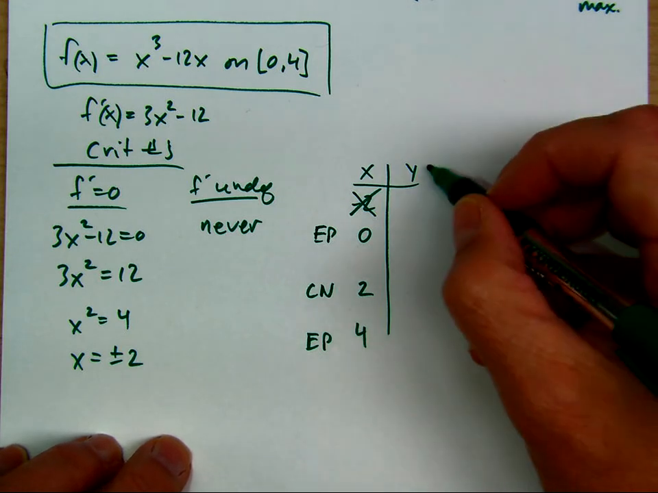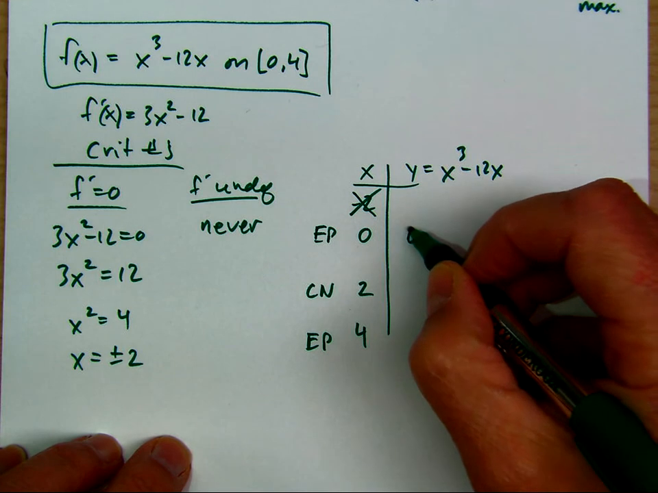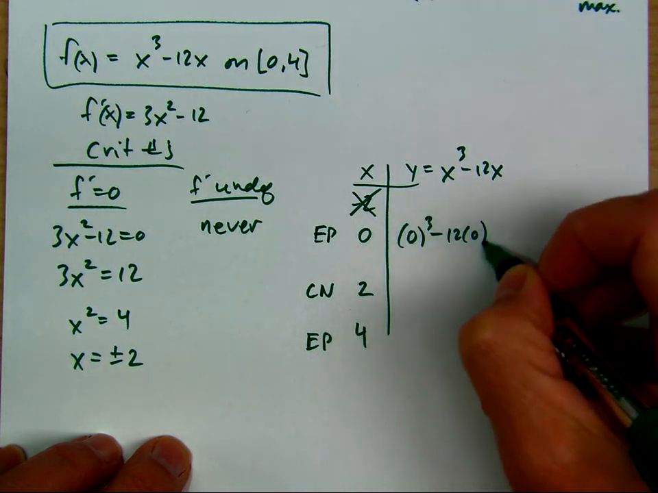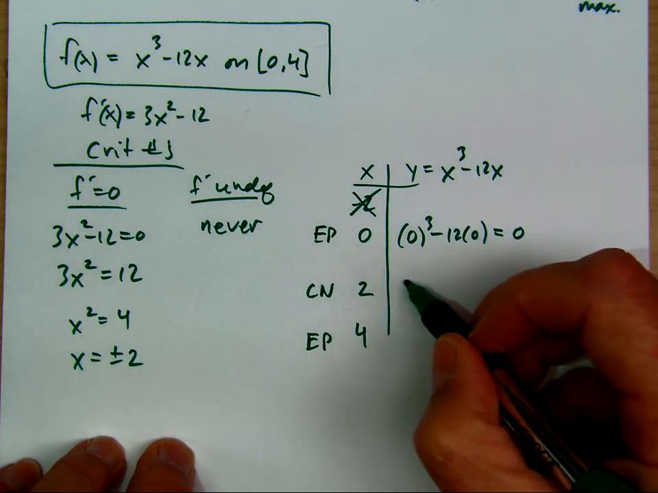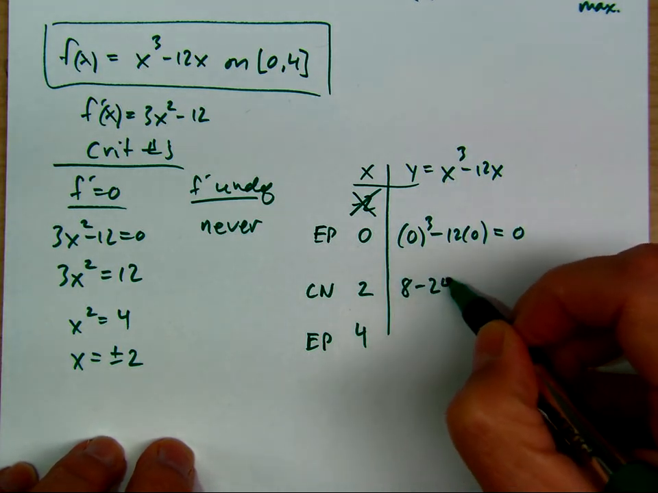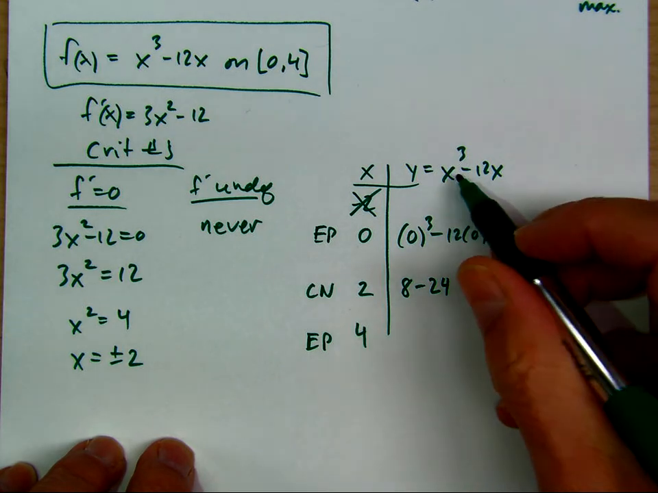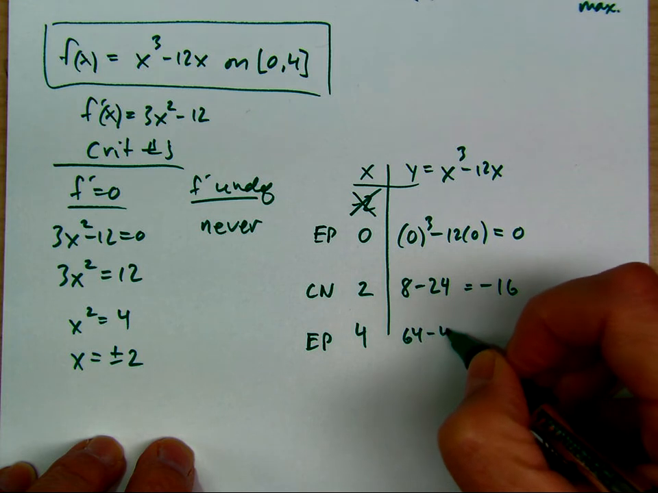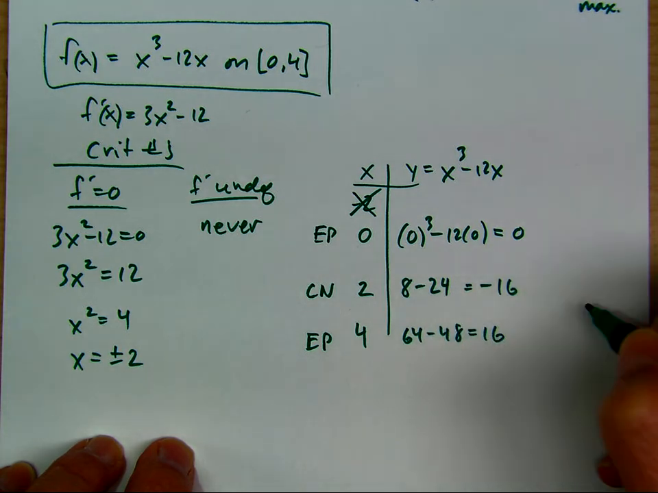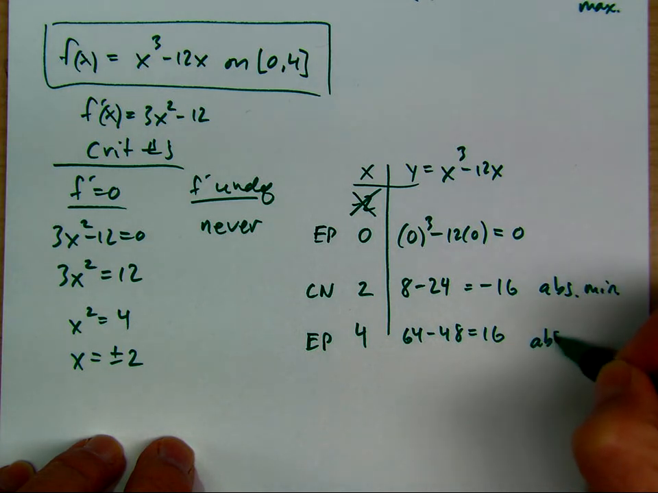And we'll use the original function. Now we have 0 cubed minus 12 times 0 is 0. If we put a 2 in there, we have 8 minus 24 is negative 16. And 4 is going to be 64 minus 48, and that's positive 16. So we have the absolute minimum and the absolute maximum.